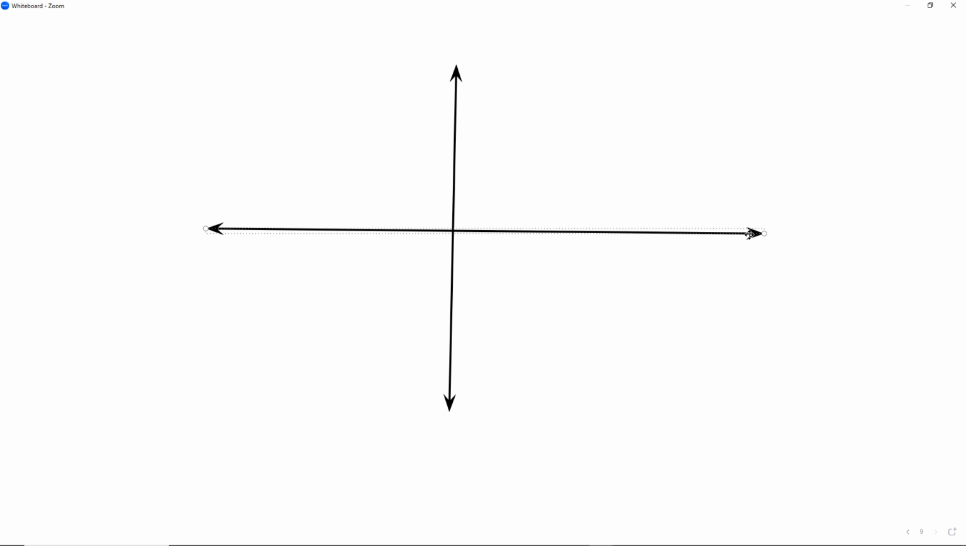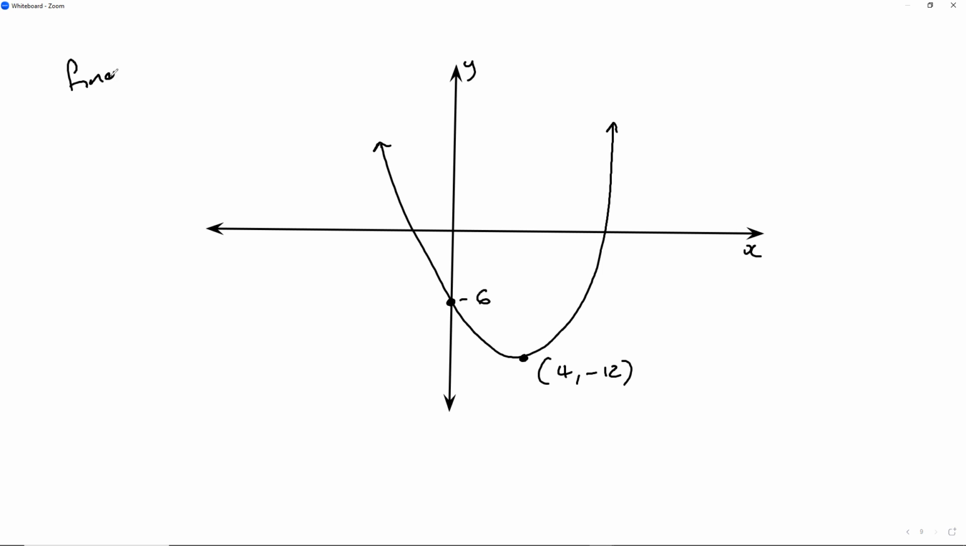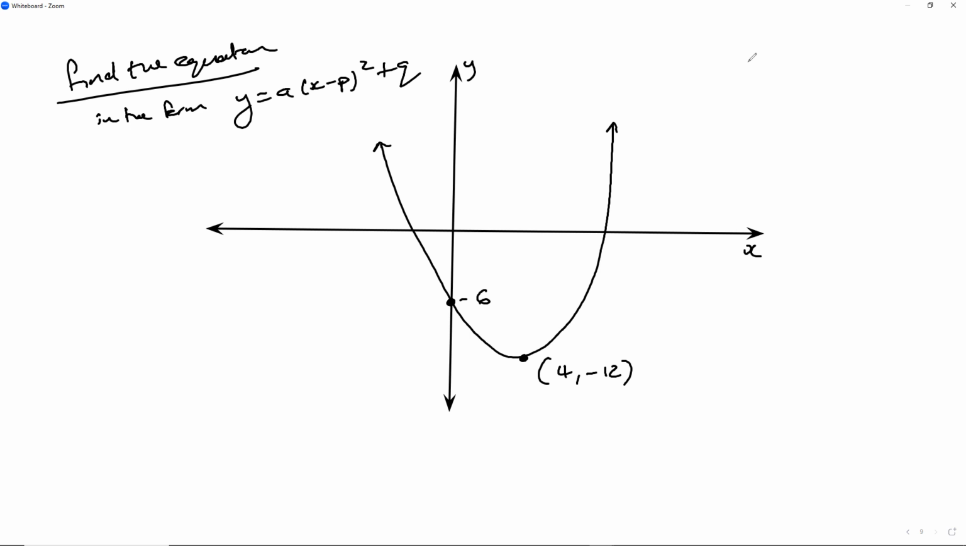I'm going to give you a graph with a turning point and another point, and I want you to find the equation. All right, this is just a sketch, not drawn to scale. This is my turning point, which is, let's say, 4 and -12, and this is the point -6. Let's see if you can get me. Find the equation for this in vertex form, in the form y equals a(x minus p) squared plus q.